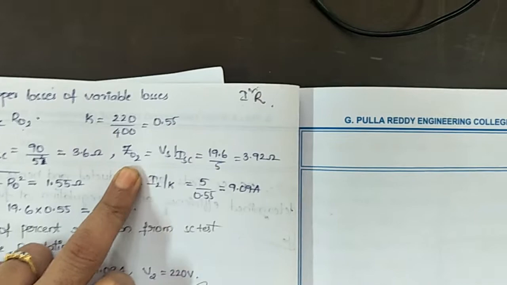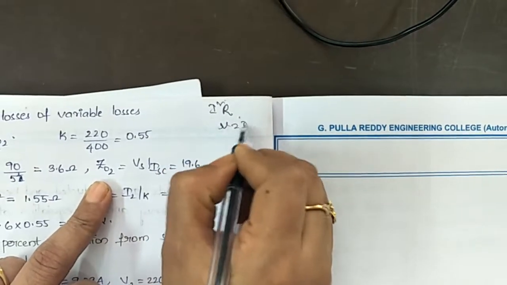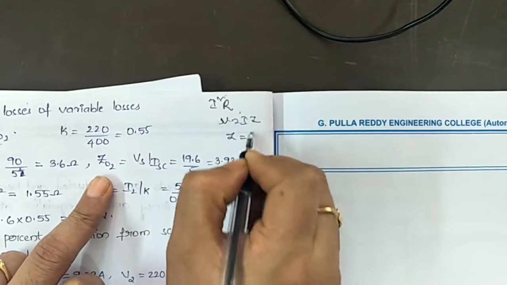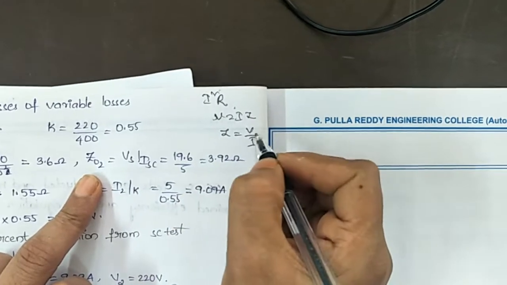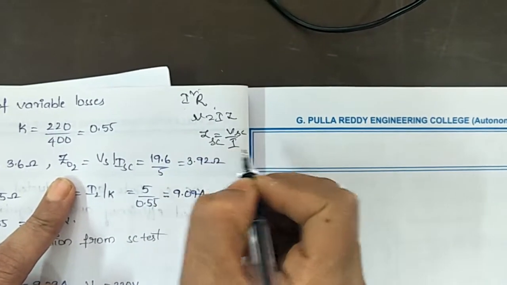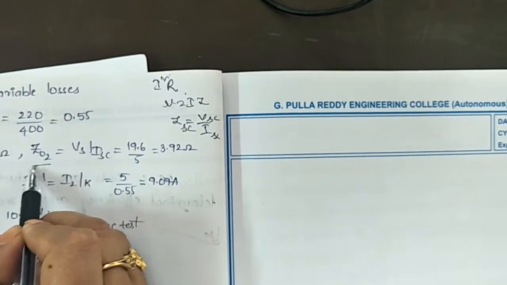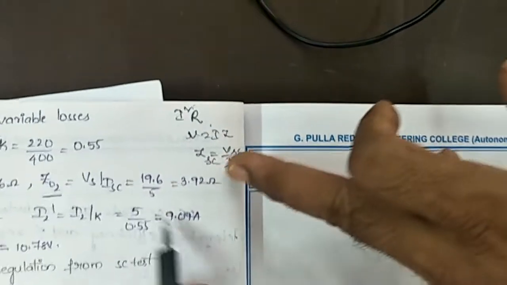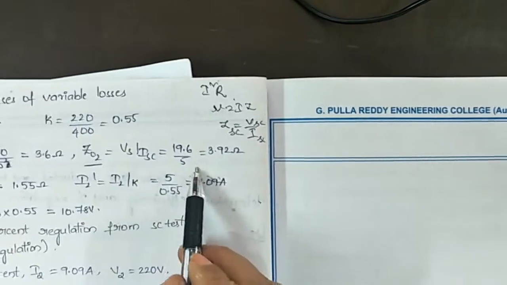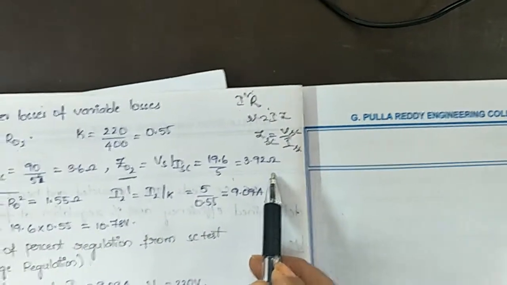Similarly, impedance can be obtained. We know that V is equal to IZ, which indicates that Z equals V by I. So we know that under short circuit condition, ZSC equals VSC by ISC. So Z02 is VSC by ISC, 19.6 by 5, which is 3.92.